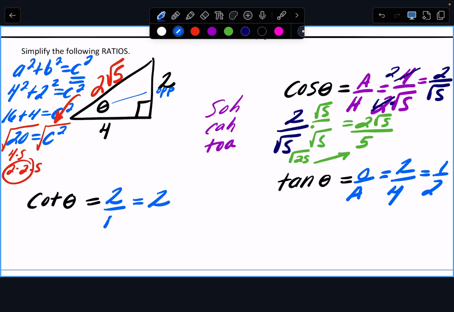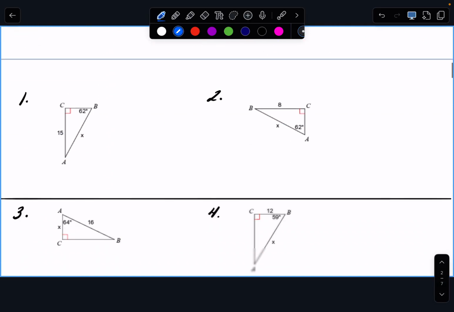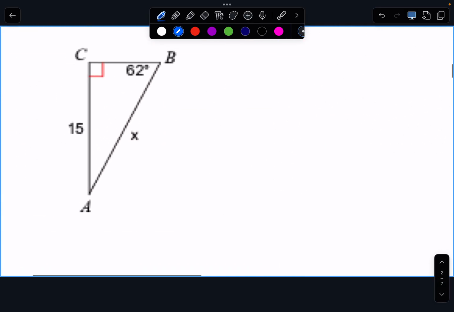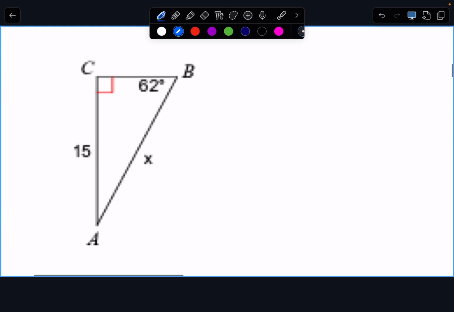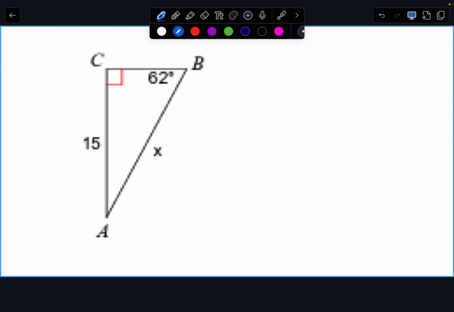Excellent. Questions? Easy, hard? What do you feel? Okay, good. All right, so now look at this. Okay, it says solve for x. We're not at the homework yet. Solve for x. What you're going to do is say, I'm going to pick a theta. Pick any theta you want except 90 degrees.